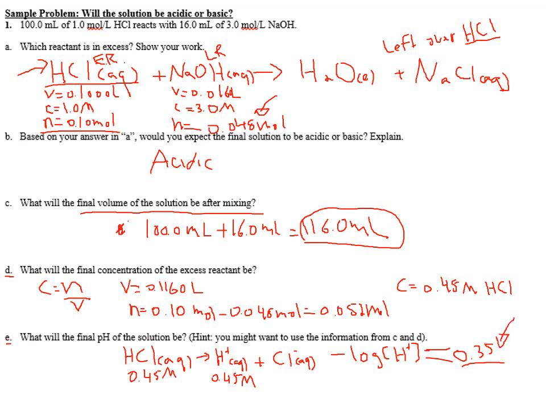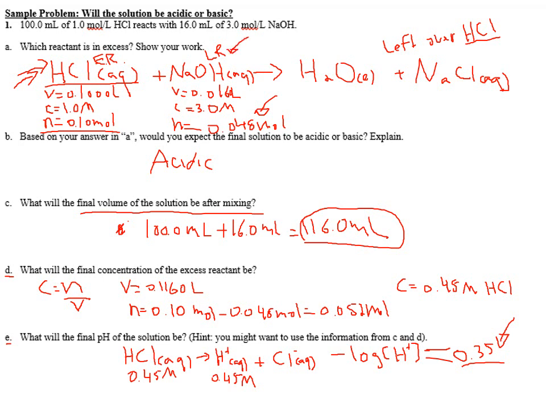So when you have problems like this, you need to make sure that you figure out which one's in excess based on the molar ratio. If the acid is in excess, then your solution will remain acidic at the end, less acidic than what it might have been to begin with, but still acidic nonetheless. If your base was in excess, then your solution would be basic, less basic than the NaOH was to begin with, but nonetheless still basic.